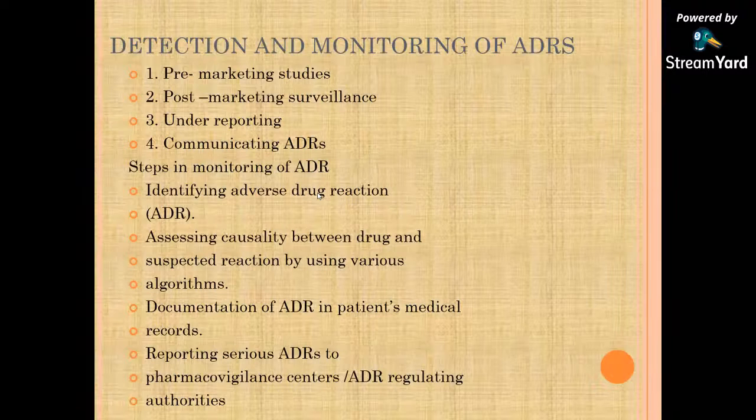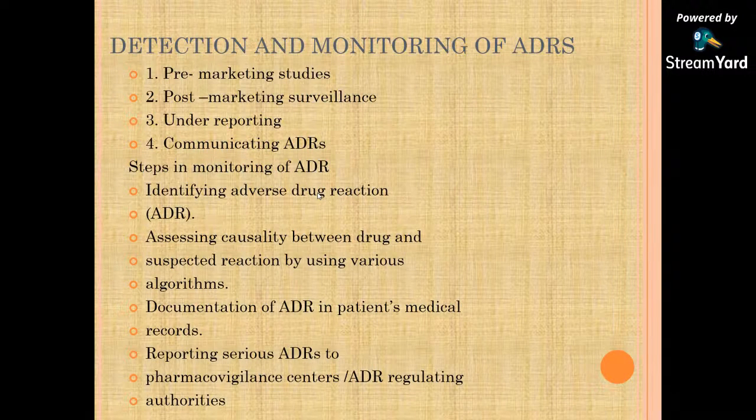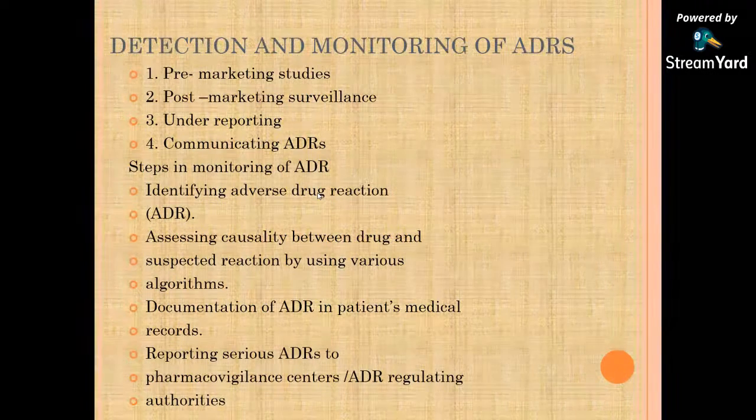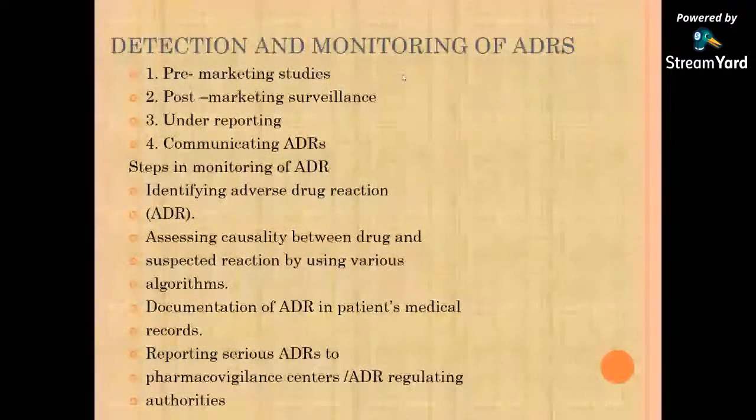Then the next step is reporting the serious adverse reactions to the pharmacovigilance center or to any medical authorities. In this way, whatever adverse drug reaction is obtained in case of any drug is reported to the particular PV center. So let us start with what is pharmacovigilance.